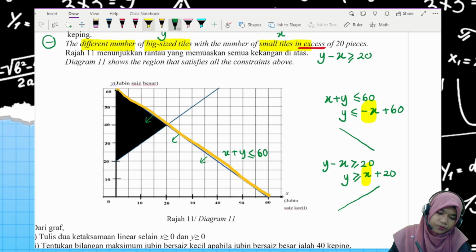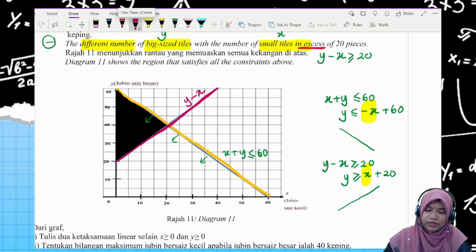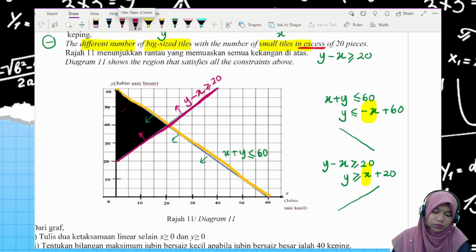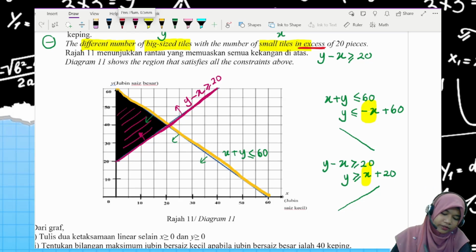Based on this Diagram 11, this one is the graph for y minus x greater than or equals to 20. So the region involved is above the graph. The shaded region satisfies both conditions.